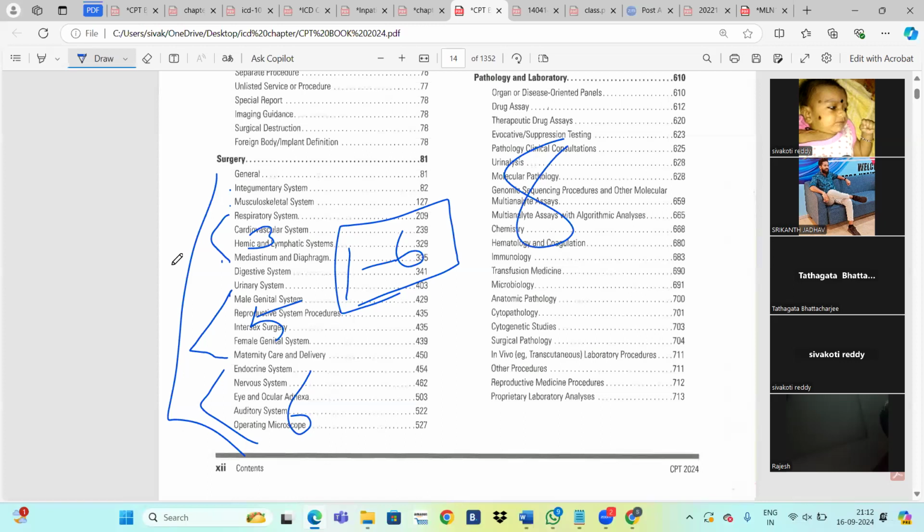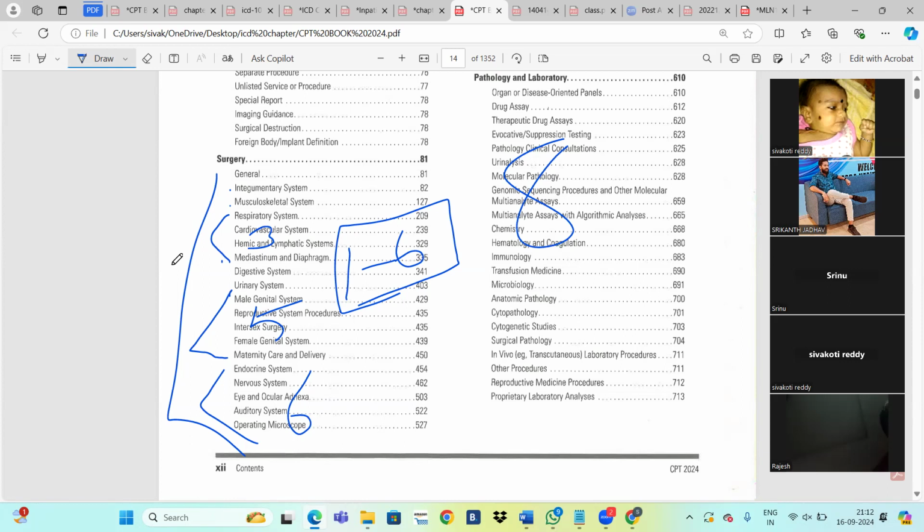Okay. Clear? So now you understood, right? If the code starts with 2, which related procedure is that? Musculoskeletal. 4 means? Digestive. Okay, like that. Remember.